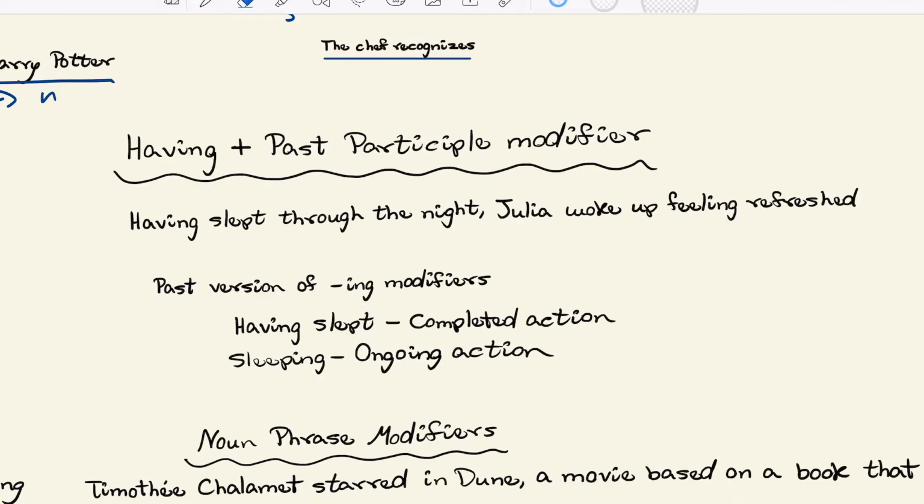Having plus past participle modifier. "Having slept through the night, Julia woke up feeling refreshed." "Having slept" is the having plus past participle modifier, and it's the past version of the ing modifiers, because having slept is a completed action, while sleeping is an ongoing action.